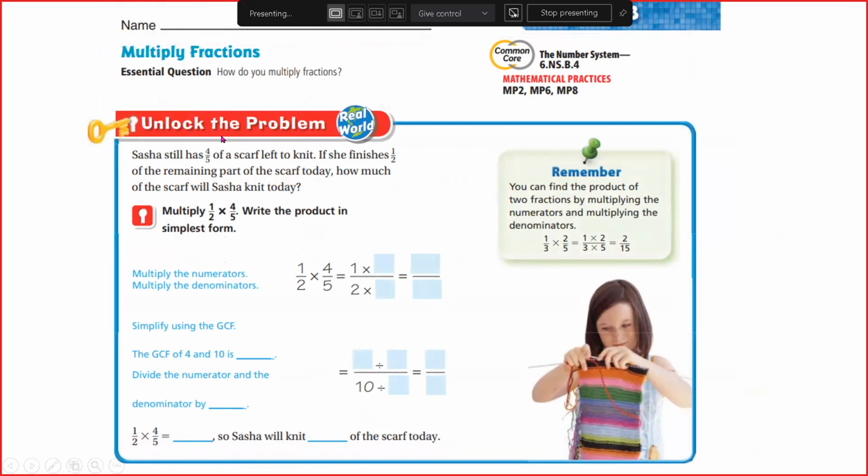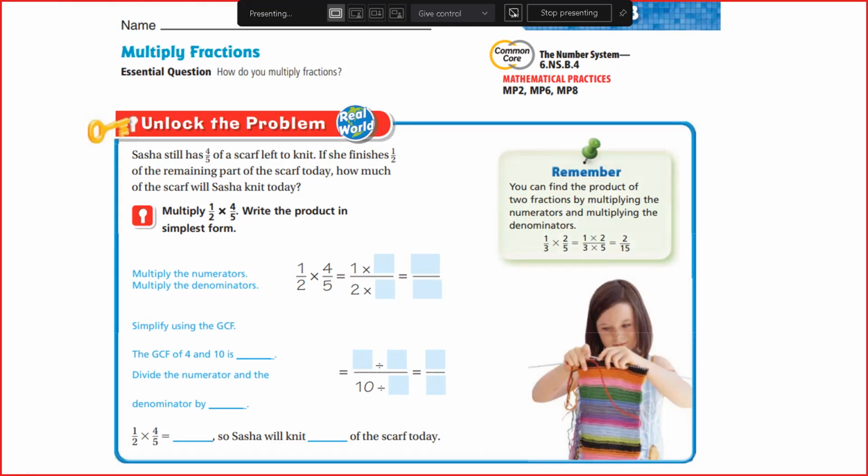I want to explain now how you multiply 1/2 by 4/5. 1/2 times 4/5. Sasha still has 4/5 of the scarf left to knit. If she finished half of the remaining part of the scarf today, how much of the scarf will Sasha knit today? You have a bar of chocolate. If you eat half of it, how much will be left for tomorrow? You will say, I ate half, so I will have half tomorrow.